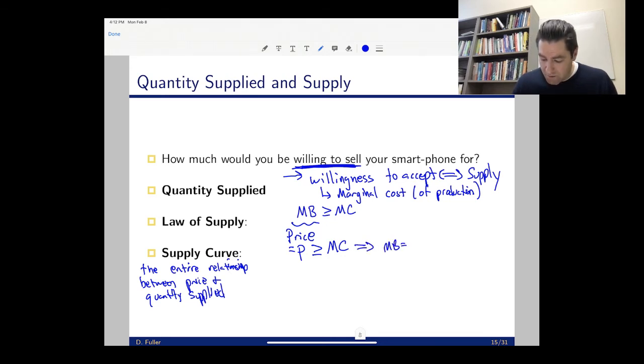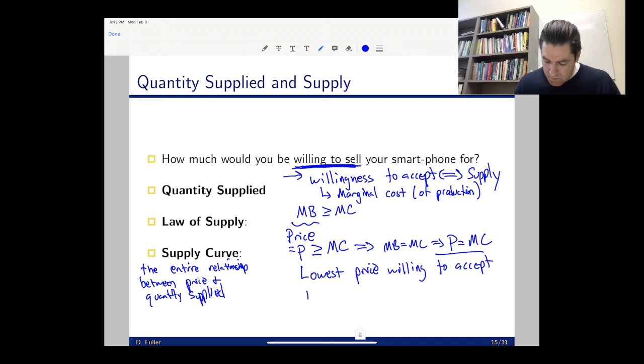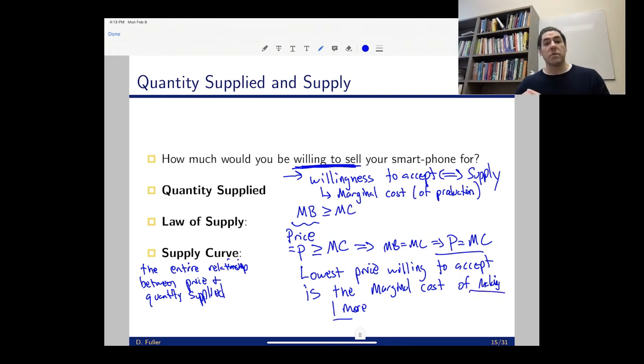So marginal benefit equal to marginal cost means that the lowest price I'd take from you for an additional good is the marginal cost. So lowest price willing to accept is the marginal cost of making one more. That's sort of the definition of the marginal cost.